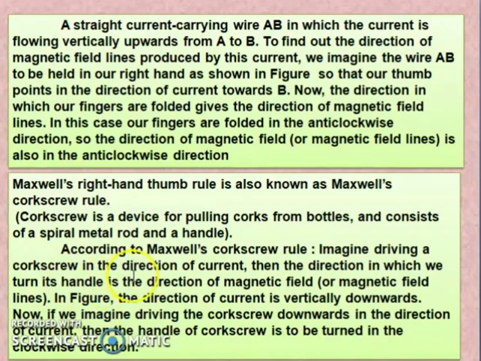So here again I am reading. Imagine driving a corkscrew in the direction of current. Then the direction in which it turns its handle is the direction of magnetic field lines. So the direction of current is vertically downward. Now if you imagine driving the corkscrew downward in the direction of current, then the handle of the corkscrew is to be turned in the clockwise direction.